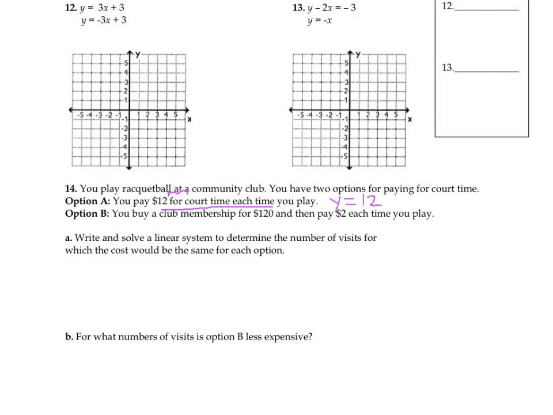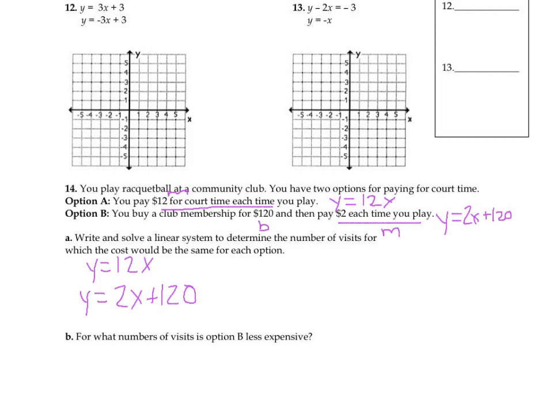so our equation is just going to be y equals 12x. For option B, it says you buy a club membership for $120 and then pay $2 each time you play. So now the $2 each time you play is thinking of $2 per game, so that's our slope. And if the club membership is $120, that's going to be our y-intercept. So our second equation is y equals 2x plus 120. So we can write those two down here, and then we have to solve the linear system to determine the number of visits in which the cost would be the same.